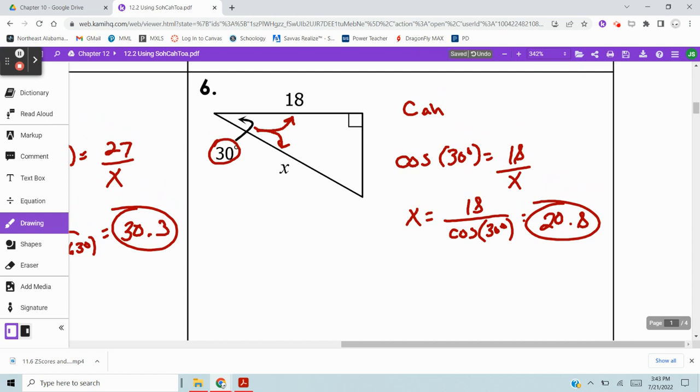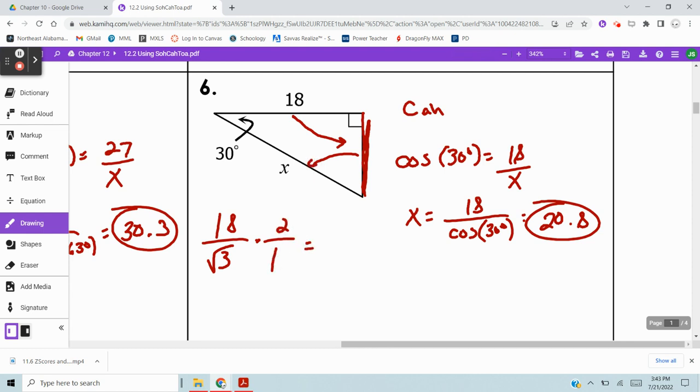This is a 30, 60, 90 right triangle, and just a quick reminder of the shortcut is everything revolves around the short side. To go from the longer leg to the shorter leg, which would be 2 steps here, we're going to take 18 and divide it by root 3. Once we get that answer, in order to go to the hypotenuse, we're going to multiply it by 2. And once you type that in, you would actually get that exact same 20.8.